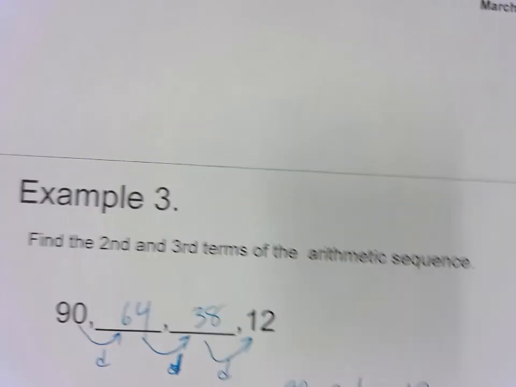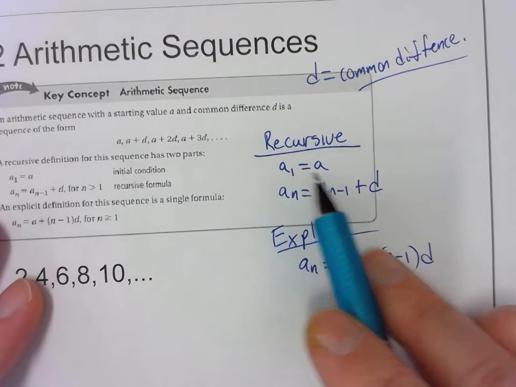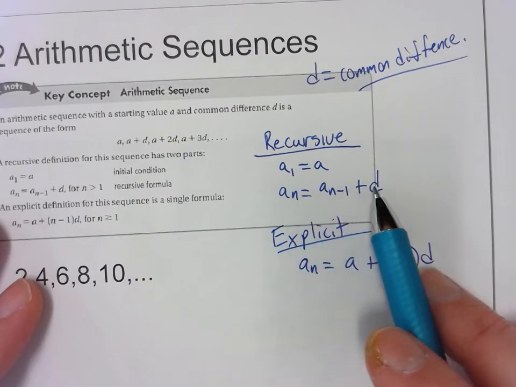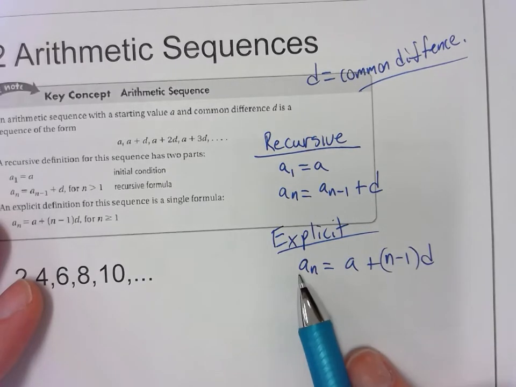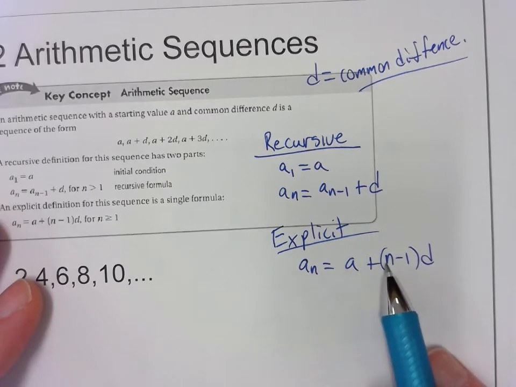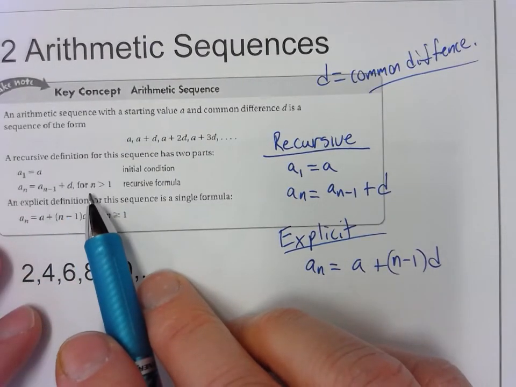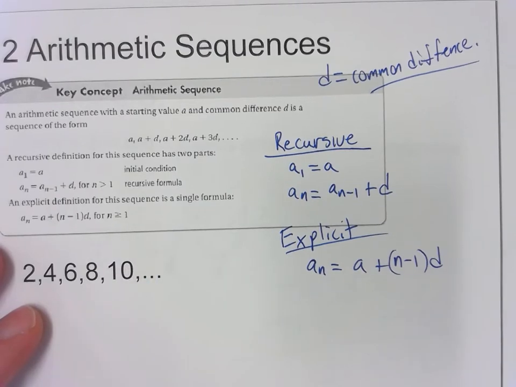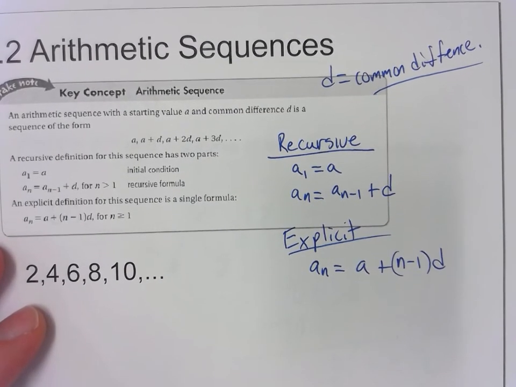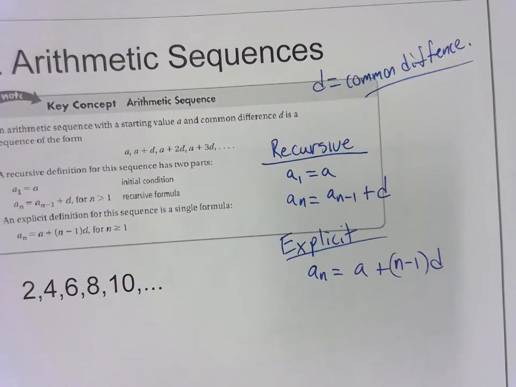All right, there's the video for section 9.2, arithmetic sequences. And the 2 formulas that you need are a1 is a, an is an minus 1 plus d, and then the explicit formula jumps you anywhere, so it's a plus n minus 1 d. All right, of course there's some conditions here. It says n is greater than 1 and n is greater than or equal to 1. So obviously this works for things that are bigger than 1, for n, like going up in the sequence.